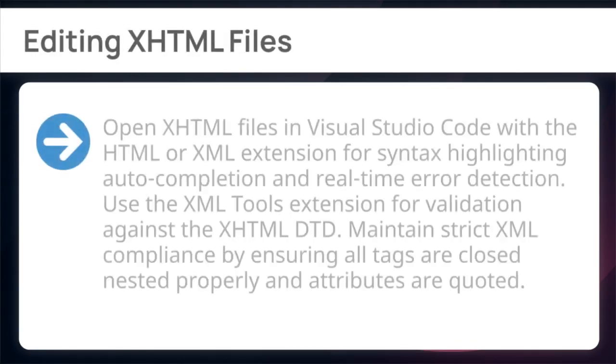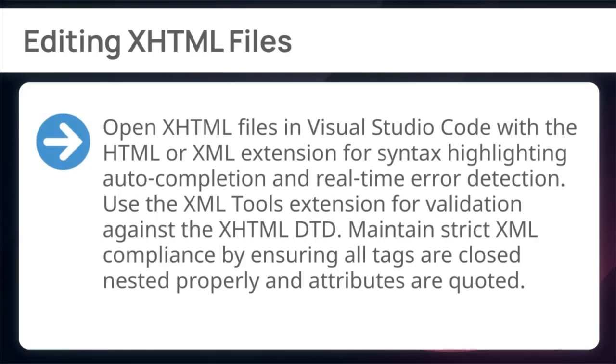Next, editing XHTML files. Open XHTML files in Visual Studio Code with the HTML or XML extension for syntax highlighting, auto-completion and real-time error detection. Use the XML tools extension for validation against the XHTML DTD. Maintain strict XML compliance by ensuring all tags are closed, nested properly, and attributes are quoted.